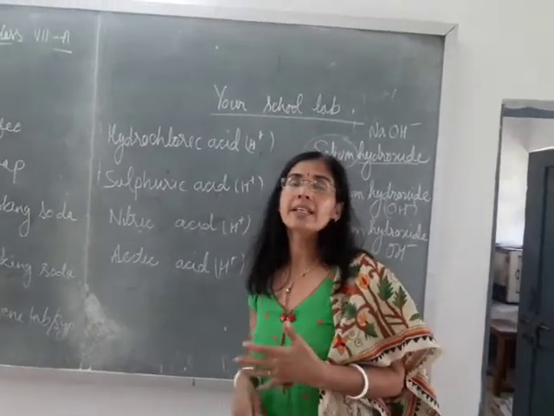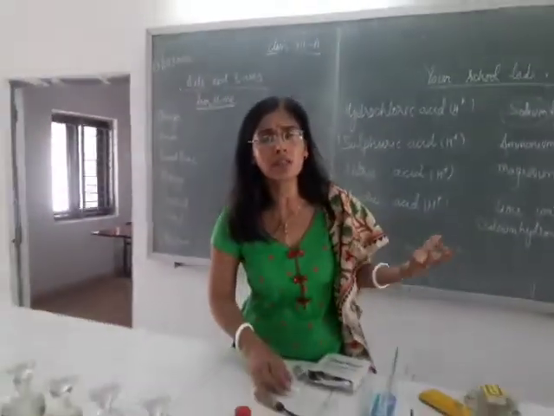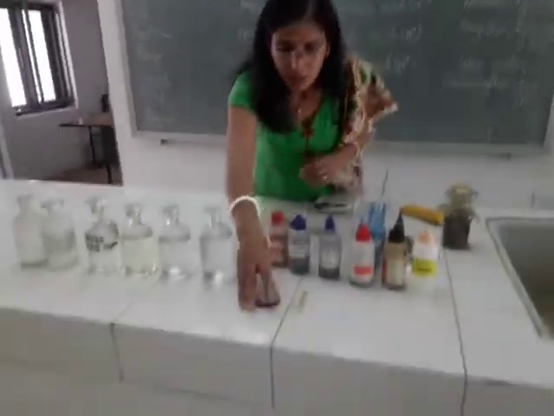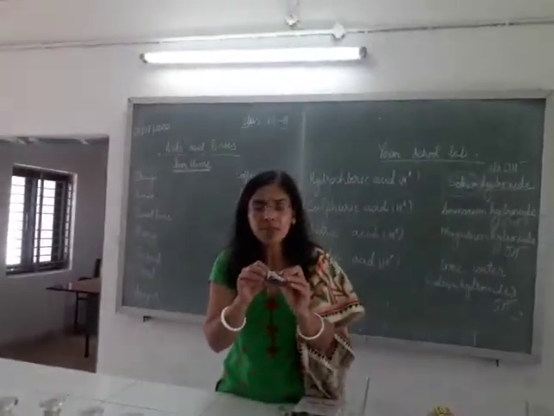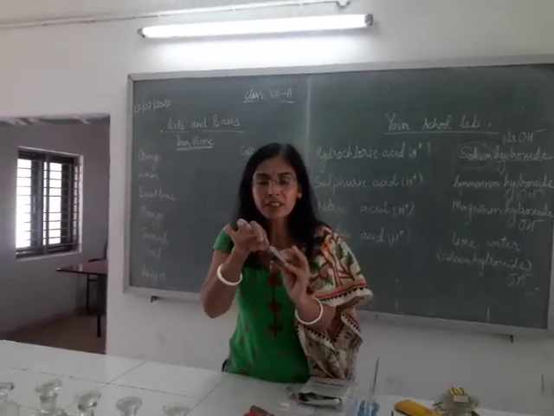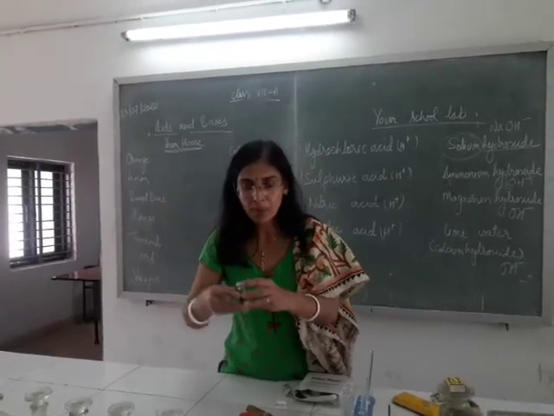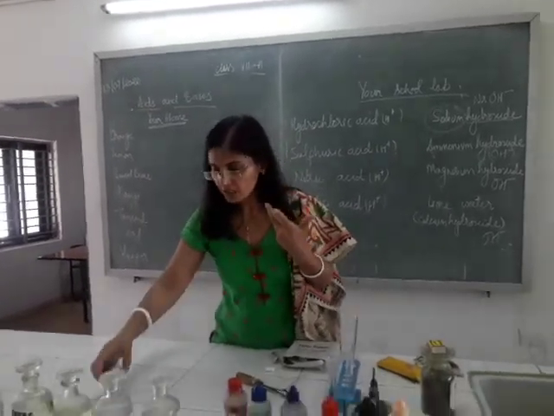So how do we test them in the laboratory? Children, we are blessed with so many indicators in the lab. You see, this is the indicator paper. It comes in the form of a strip. Fine. Here, what do we do, beta? We take out this one and we start pulling a strip of the length whichever is required.